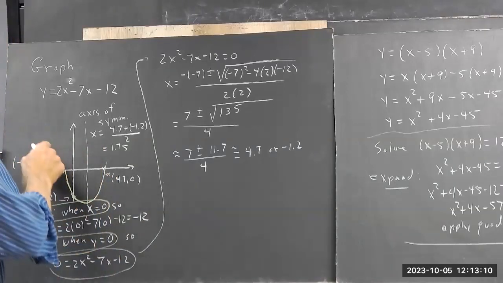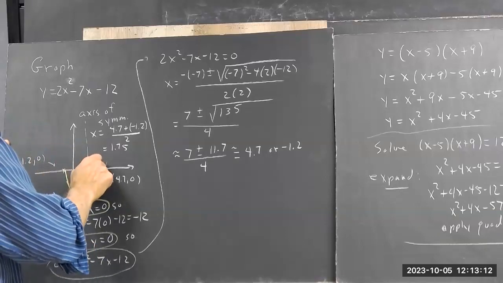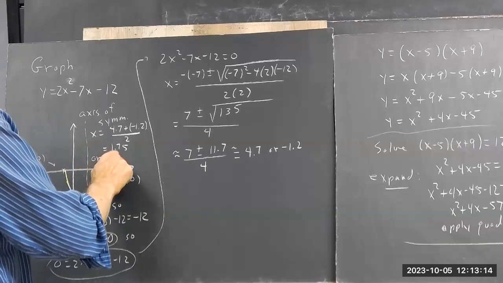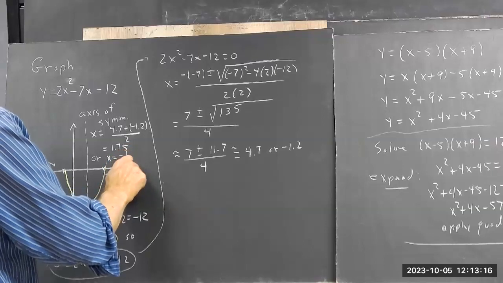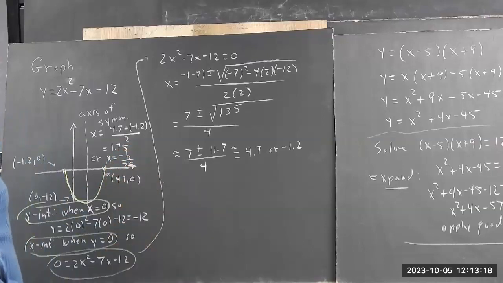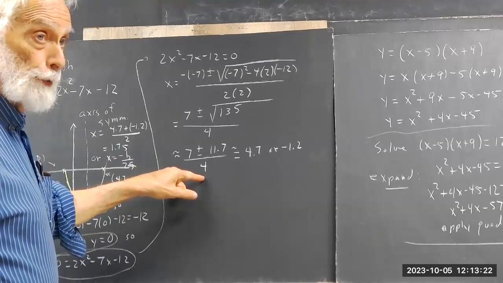The other way is x equals negative b over 2a. Right, there's negative b and there's 2a.